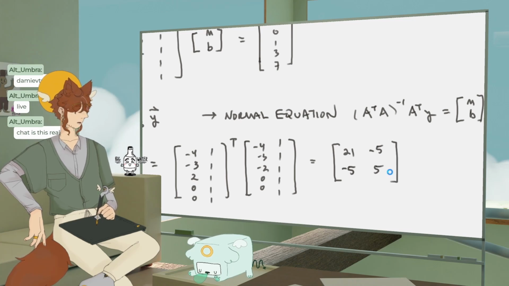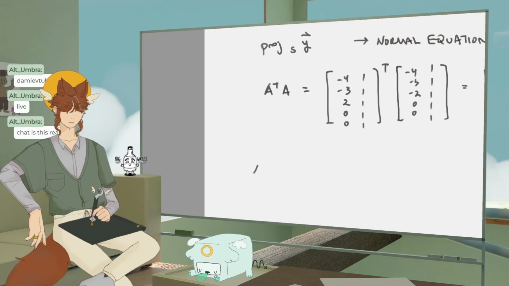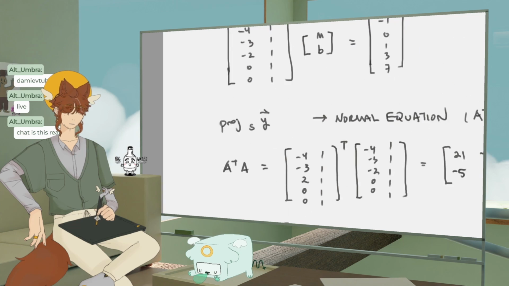And that's really nice because it's 2 by 2, our inverse is going to be clean to do. I'm not going to invert it first, I'm going to do the A transpose Y. Because, you know, I'm cool like that. I don't want to do the inverse.